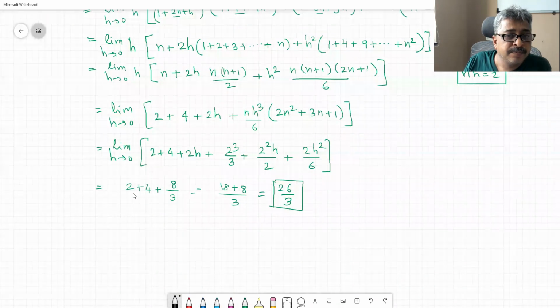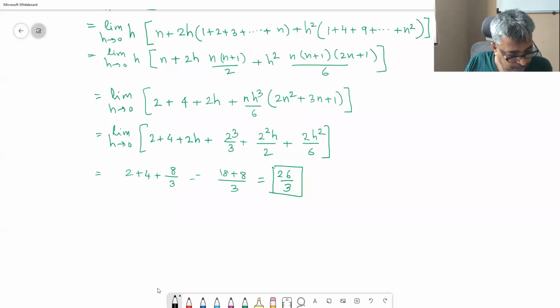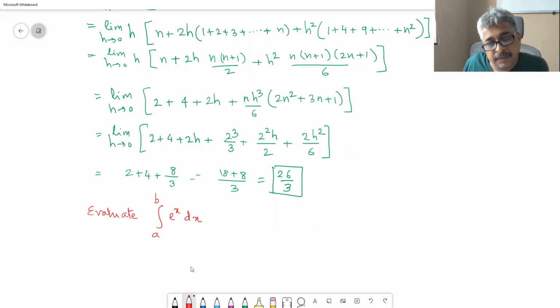Little easy. Evaluate the integral from a to b of e raised to x dx using limit of sum.